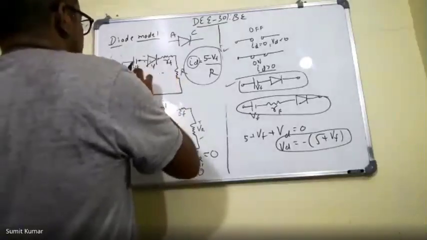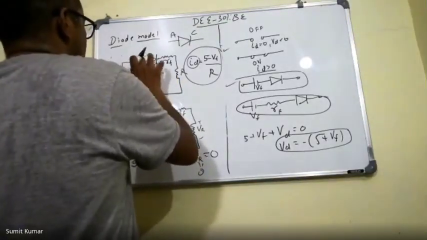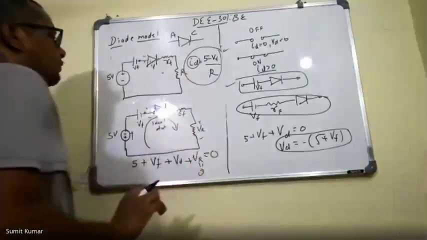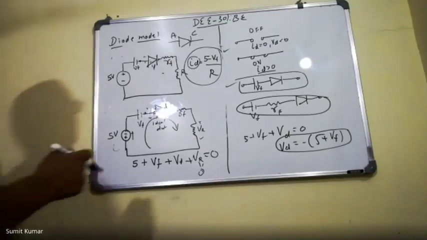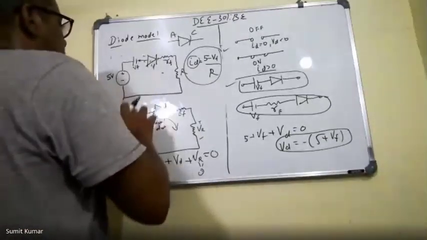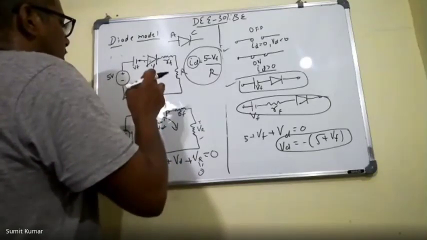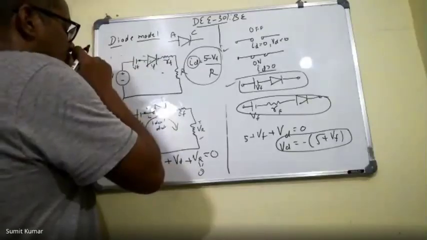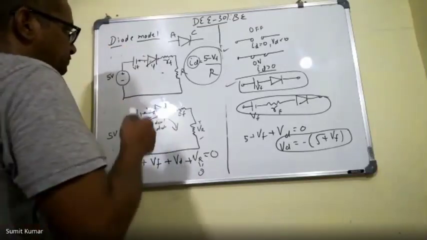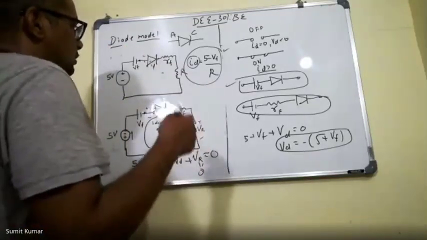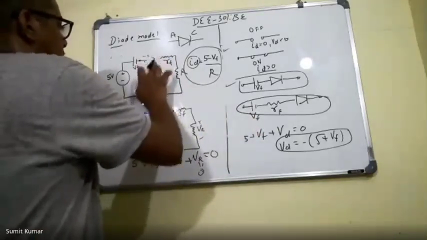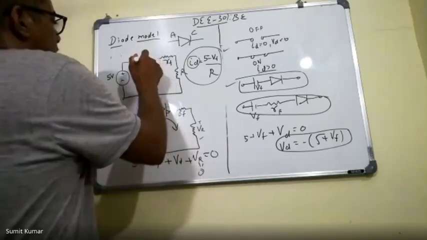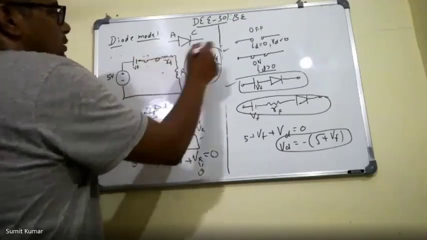So again, if we see this polarity, we'll try to make this diode forward bias. This will push the diode in forward bias by raising the potential at the P side. And if it is raising the potential at the P side, then definitely it is pushing the diode to the conducting mode, and the diode will conduct.